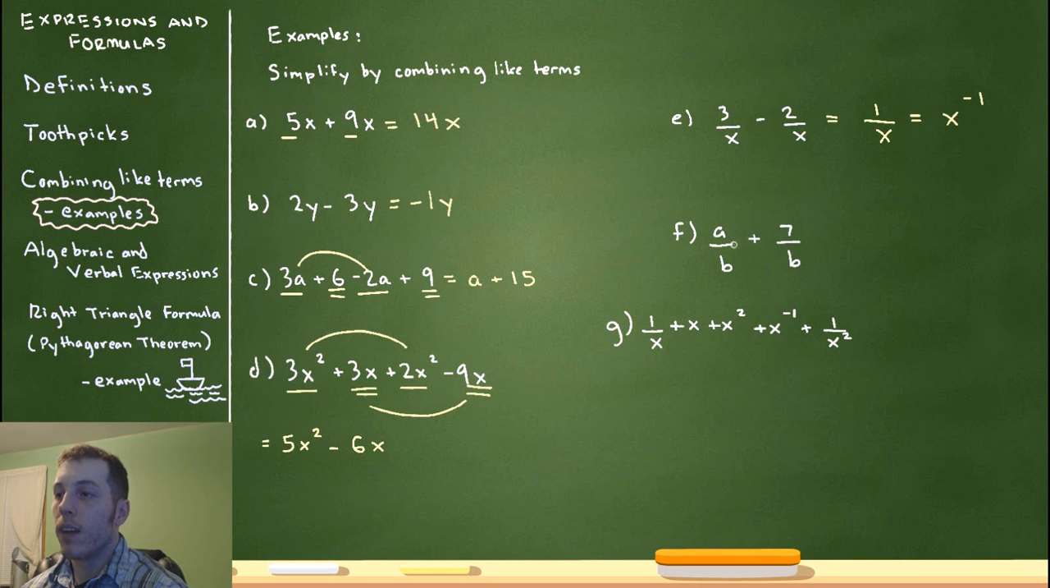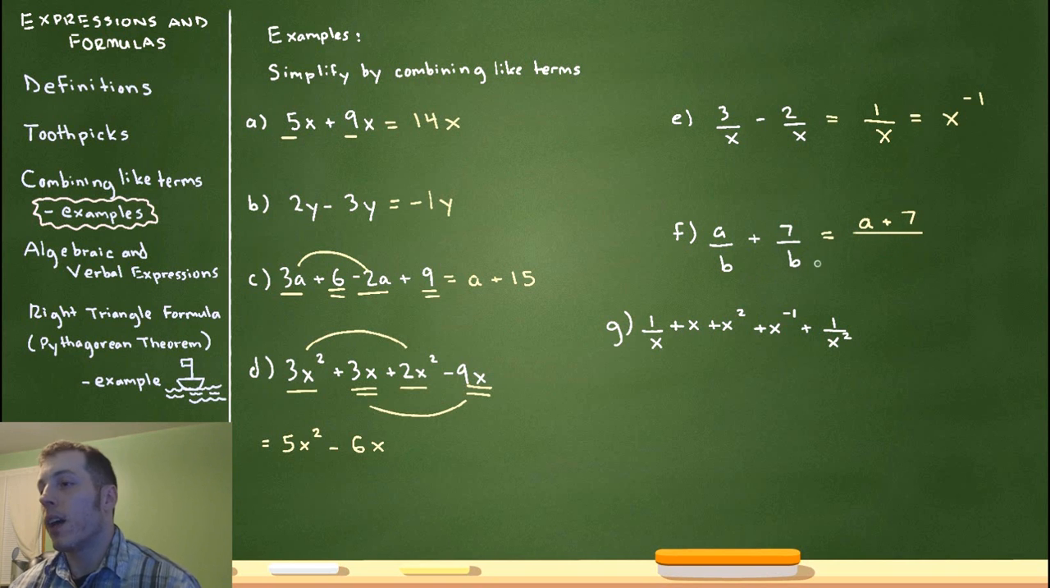Now in part F, a over b plus 7 over b. We already have a common denominator, so that's fine. We combine the numerators, which is no way to do, right? A and 7 are not like terms, right? We have an a here and a 7 here, so there's no way to combine those. So we just leave it like that. And then we have our common denominator, which is b. So that would be the final answer there.